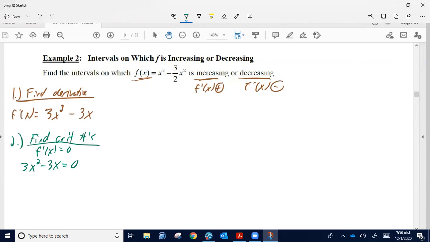You probably would not have a calculator for something this small. This is a basic quadratic. It's equal to 0. Try to factor. I'm going to take a 3x out to the front. That leaves x minus 1 behind. So 3x is 0, x minus 1 is 0, x equals 0, x equals 1. So I have critical numbers at 0 and 1.